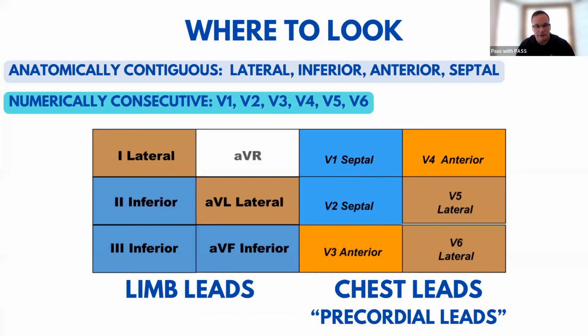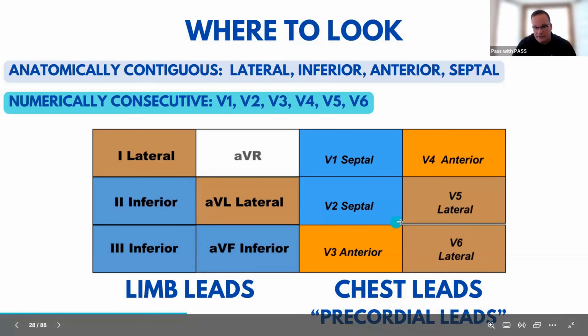Numerically consecutive applies to my precordial leads, so my chest leads, V1 through V6. So this is probably the most confusing part for paramedic students. We teach them anatomically contiguous and we drill into their heads these lead groupings. And then we say, oh, by the way, you actually don't need to have elevation in 2 or more anatomically contiguous leads. If it's over here in V1 through V6, it can just be 2 or more numerically consecutive leads.